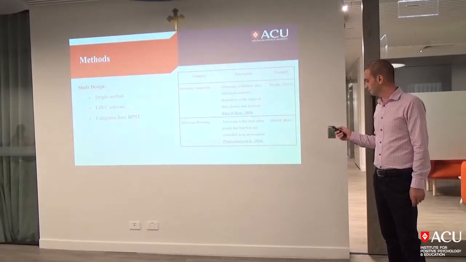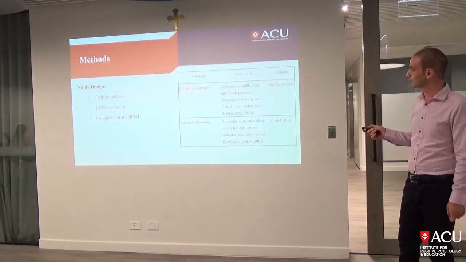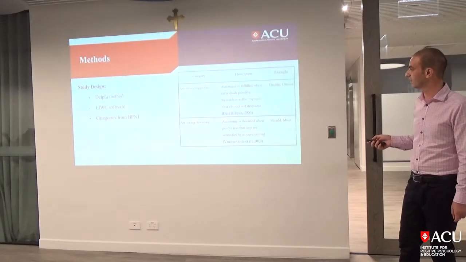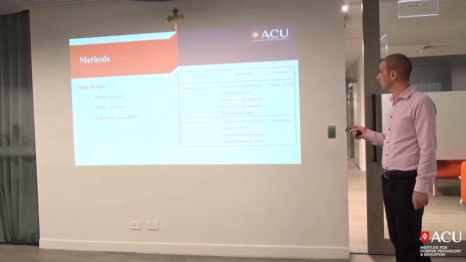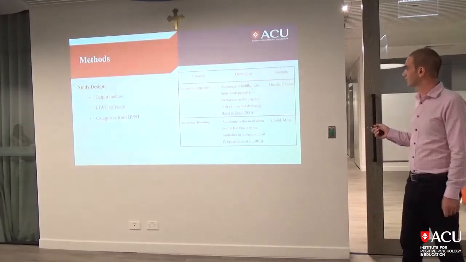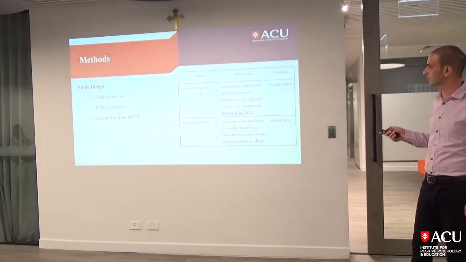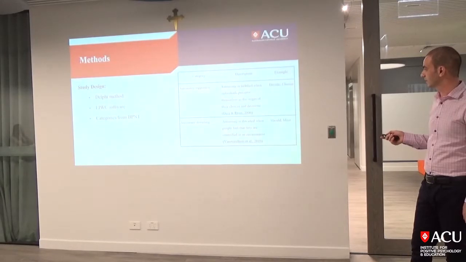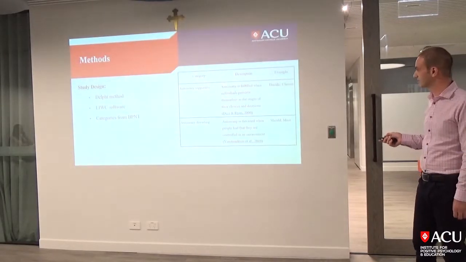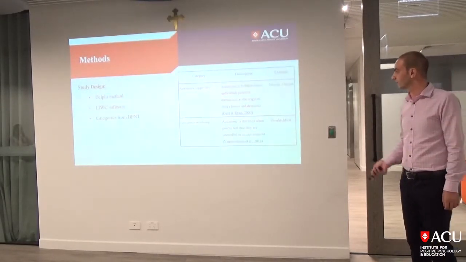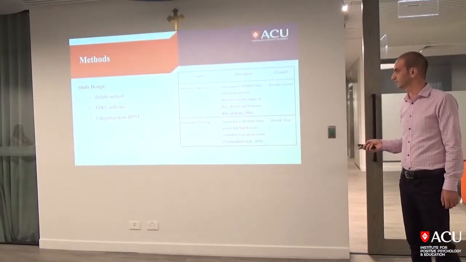So this is two groups of two categories: autonomy supportive and autonomy thwarting. So the words decide and choose are related to the autonomy supportive, and should and must are related to the autonomy thwarting category.